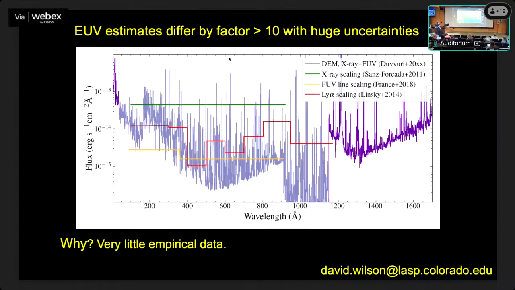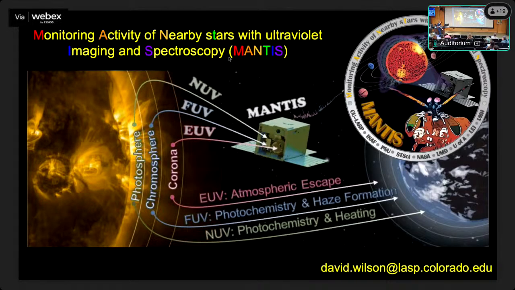How do we fix that? Well, we build a new space telescope, of course. This is MANTIS. This is Monitoring Activity of Nearby sTars with ultraviolet Imaging and Spectroscopy. The T stands for stars. And it doesn't even do imaging anymore. We've changed it to fully spectra, so it doesn't even make sense.